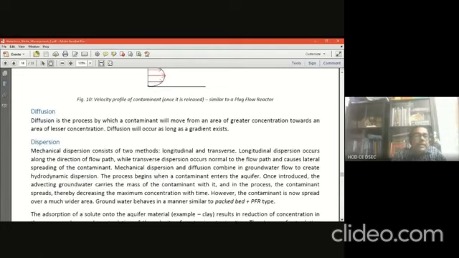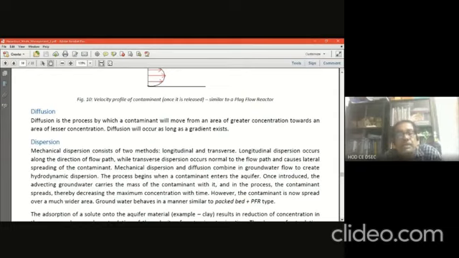Now dispersion. Mechanical dispersion consists of two methods, longitudinal and transverse. Longitudinal dispersion occurs along the direction of flow path, while transverse dispersion occurs normal to the flow path and causes lateral spreading of the contaminants. Now, mechanical dispersion and diffusion combine in groundwater flow to create hydrodynamic dispersion. When the dispersion and diffusion combine, then it will create a hydrodynamic dispersion.